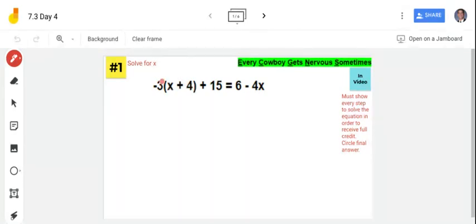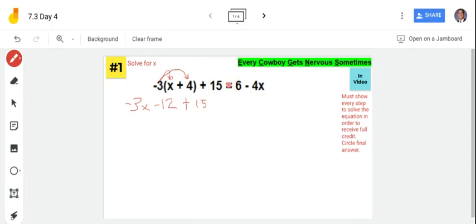So I'm going to show my rainbow here for how I am multiplying -3 times x. That would give me -3x. Then I have -3 times this term. So -3 times 4, that is -12. Notice how I do not distribute to the plus 15 because it is outside the parentheses. So I simply bring that term down.